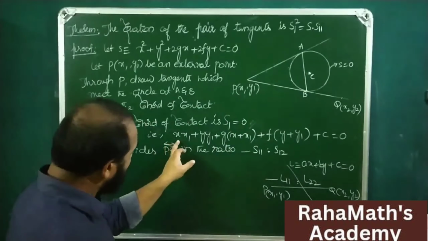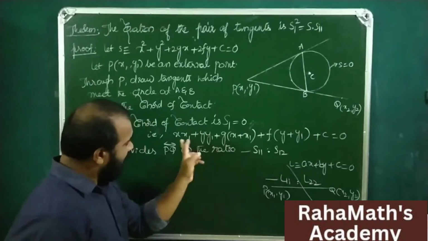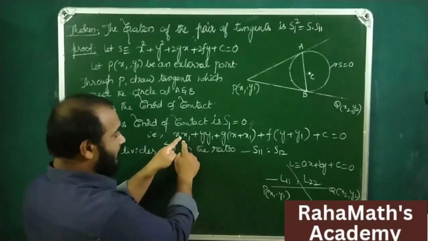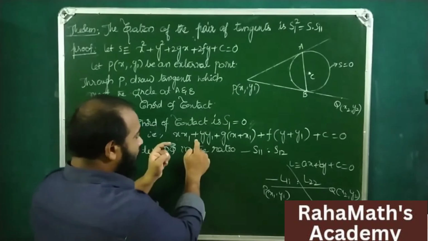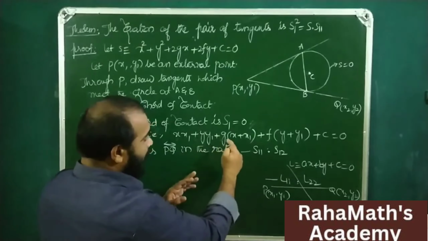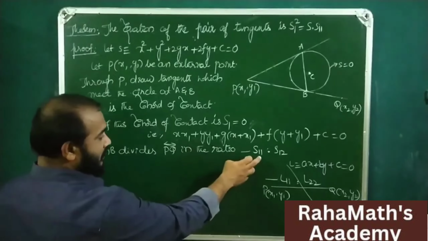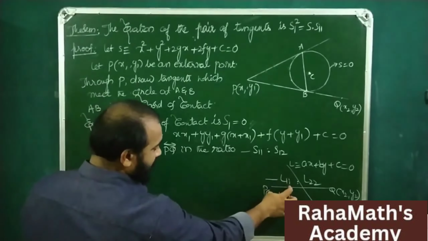So this also we can arrange as an equation of a line. How? xx1 plus gx, x into x1 plus g, y y1 plus fy, y into y1 plus f, plus gx1 plus fy1 plus c. This is of the form ax plus by plus c equals to 0. So if you substitute this x1, y1 in this, let us see what will happen. Substitute. What is minus L11?